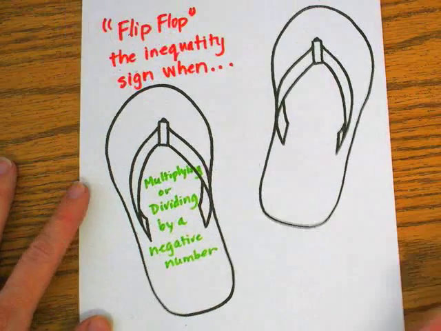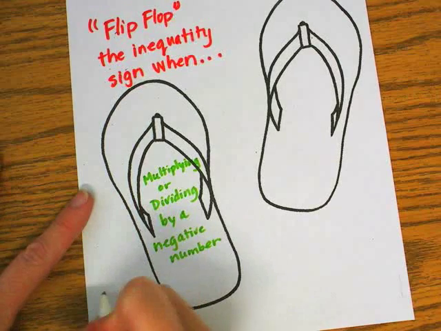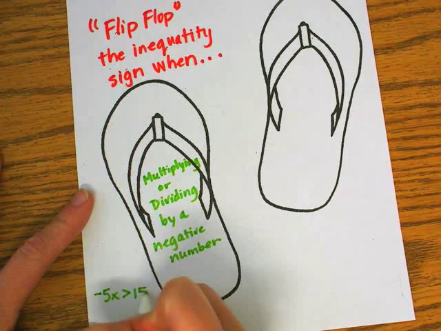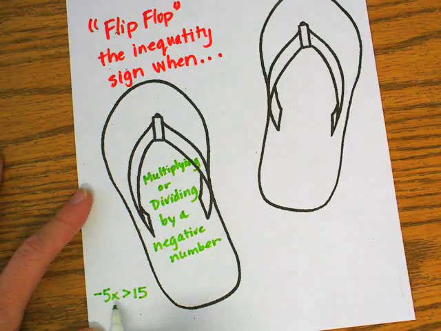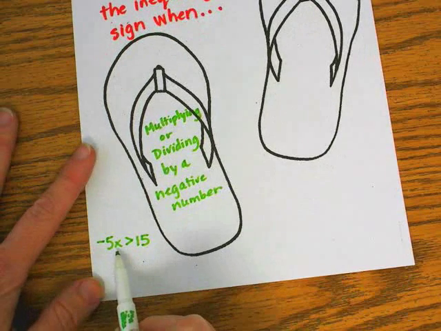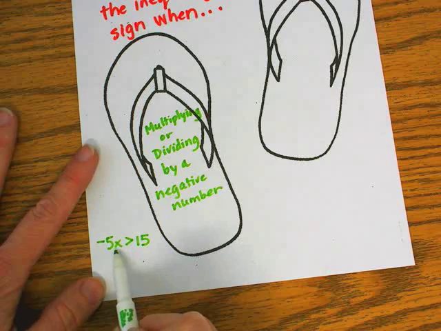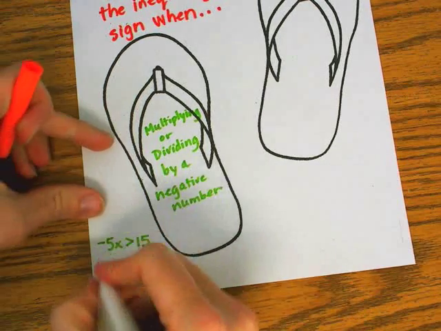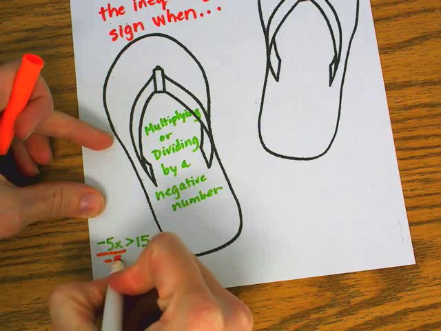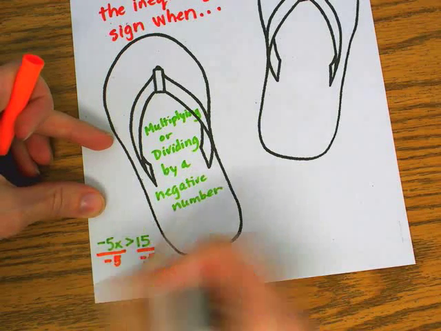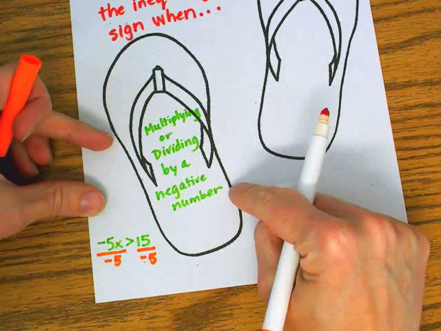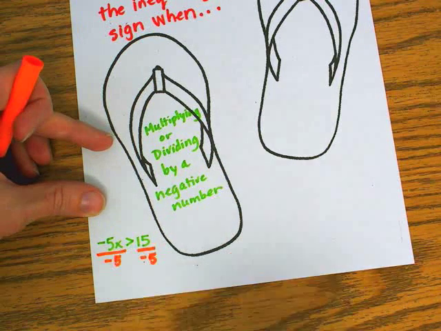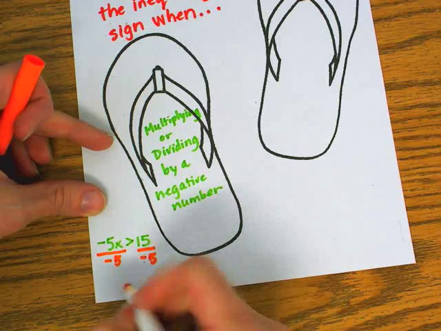For example, if you have an inequality like negative 5x is greater than 15, then to solve this inequality, we're going to have to divide both sides by negative 5 to get the x by itself. So when I divide by negative 5 on the left and on the right, this is one of those times when I'm multiplying or dividing by a negative number. And when I do that, I know that my inequality symbol needs to be switched in the opposite direction. So instead of greater than, it becomes less than.